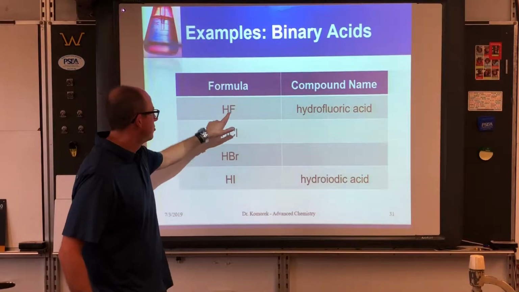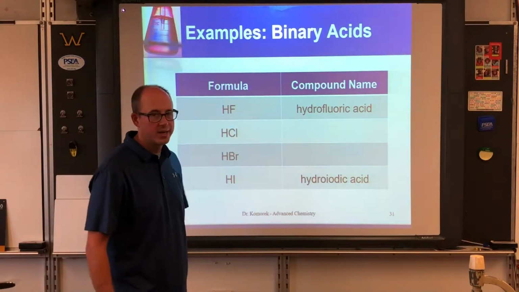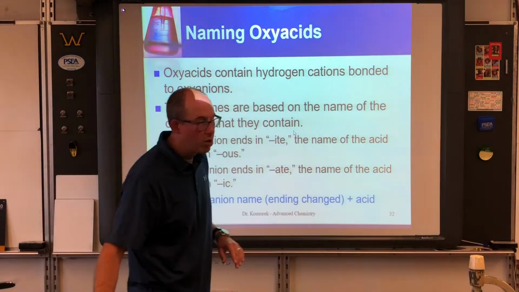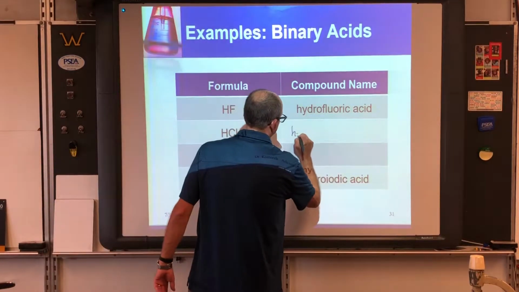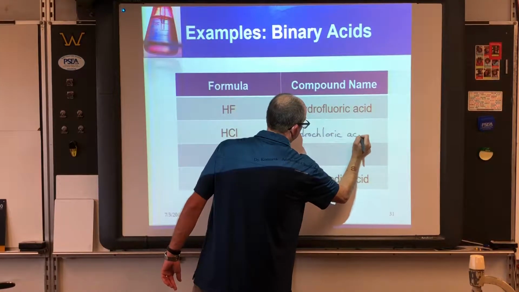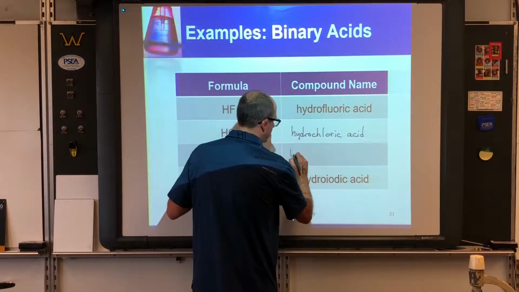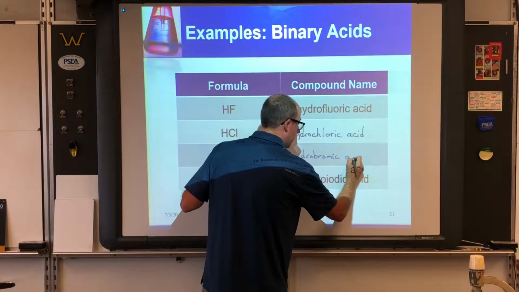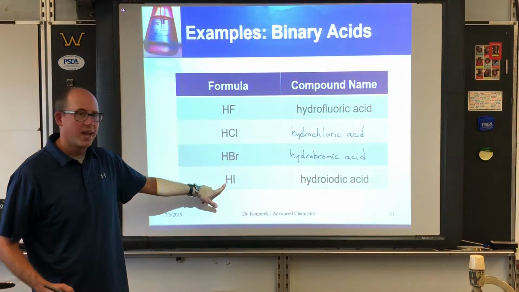HF, we use fluorine with the ending changed to IC, and we add hydro to it, so it becomes hydrofluoric acid. Next one, you have chlorine, so it becomes hydrochloric acid. In the next one, bromine makes us hydrobromic acid. And in the next one, HI is based on iodine, so it becomes hydroiodic acid.